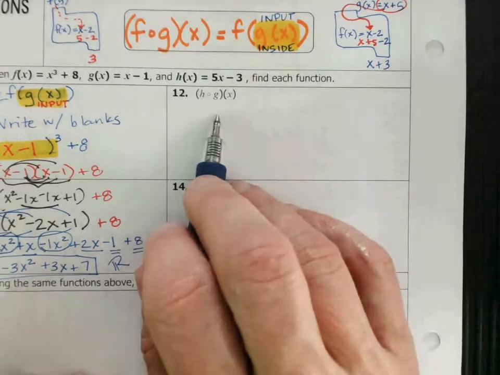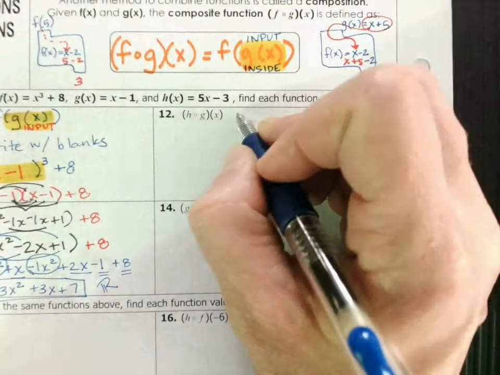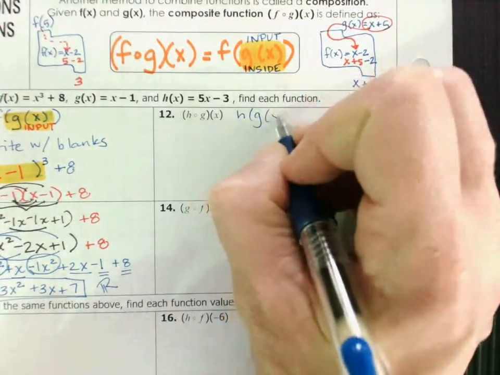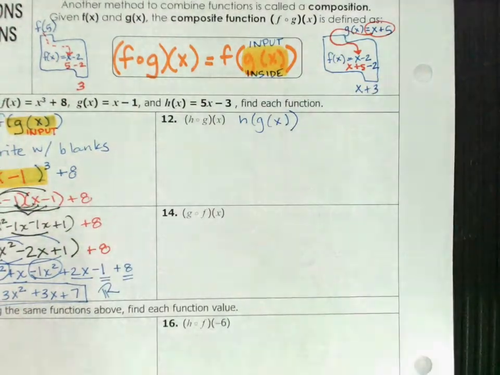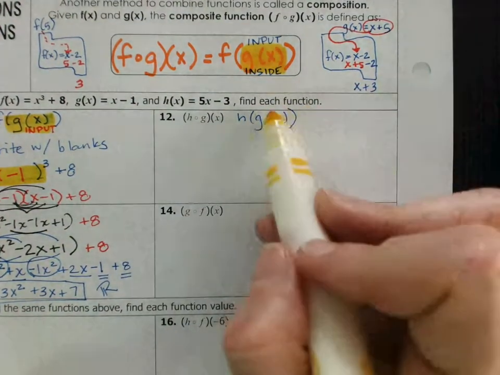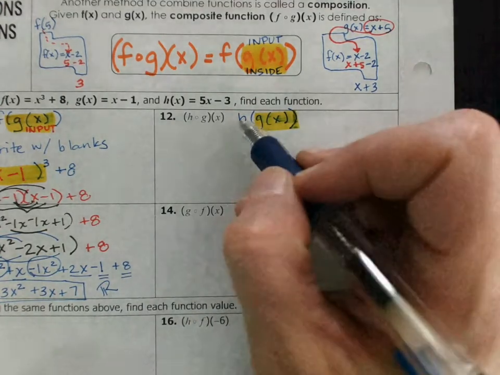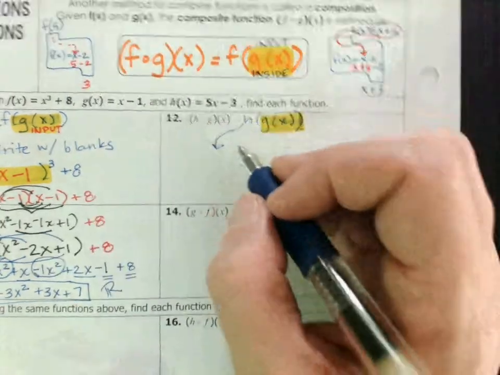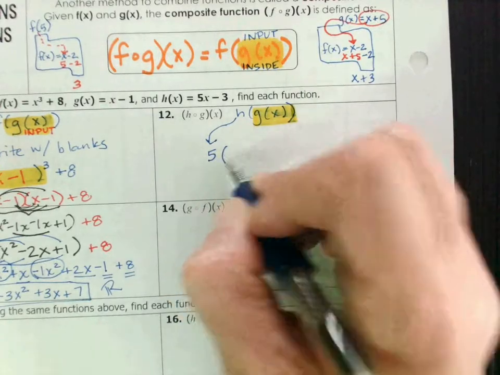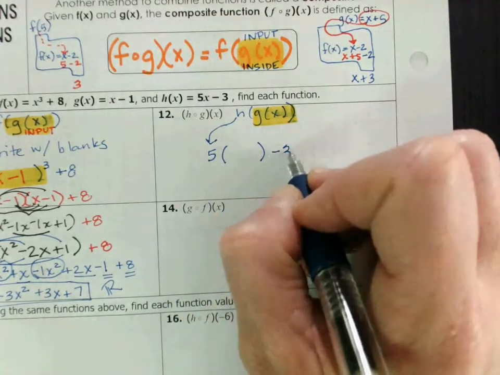H of g of x. Here we go. So that is rewritten as h of g of x. Now, whatever the first function is, that's the function you're using. Whatever's on the inside is your input. So I'm using the h function, which is 5 blankety blank minus 3.